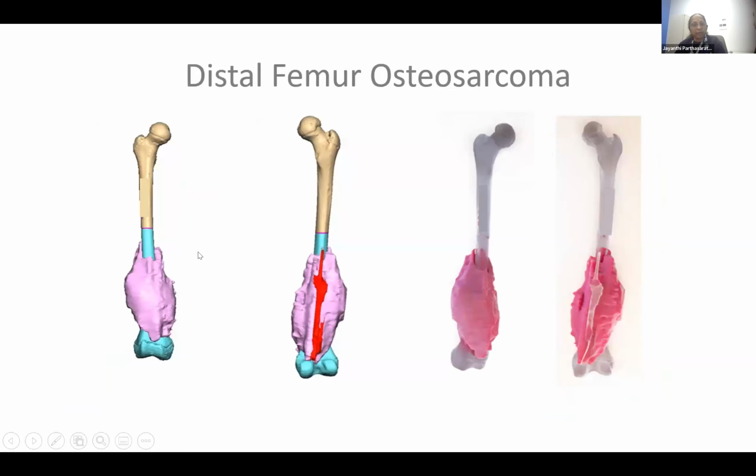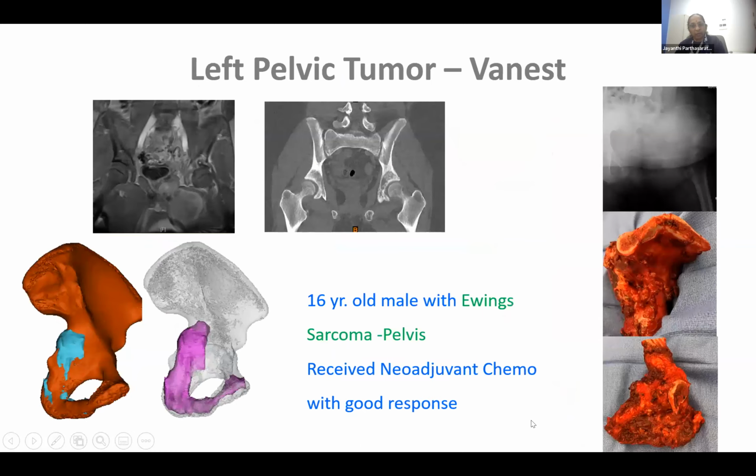This is a femur osteosarcoma. You can see this is the overlay. The pink part is the lesion, and that is the resection plan. And you can see how we got the vasculature. Our surgeons now vouch for what they do.